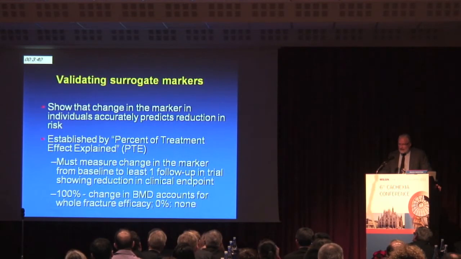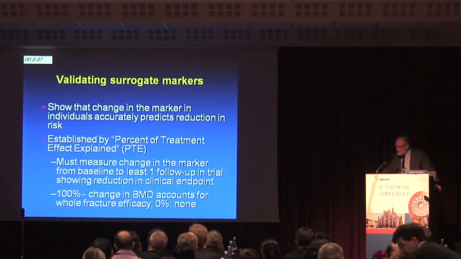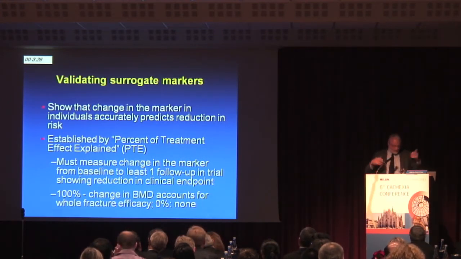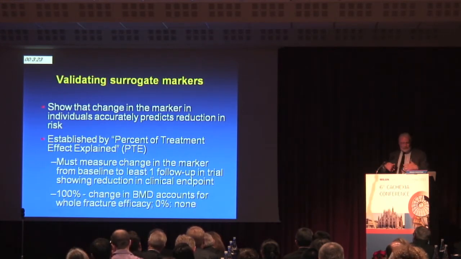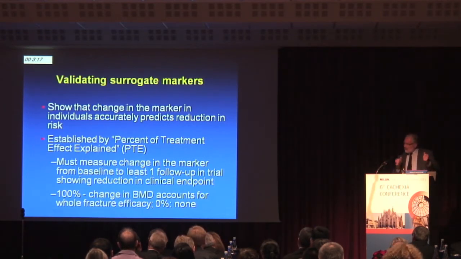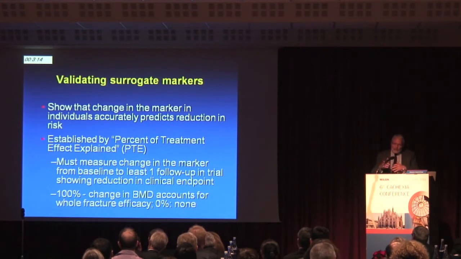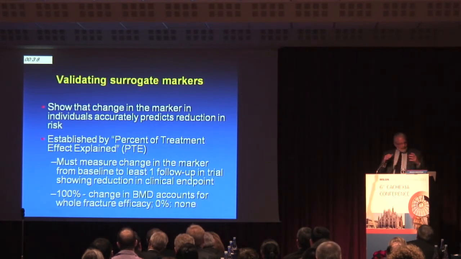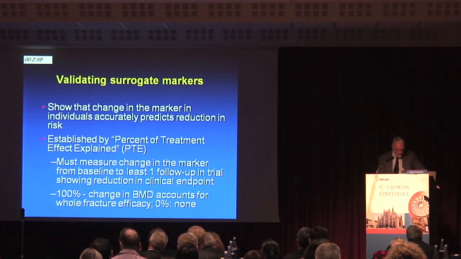In order to validate surrogate markers, this is important for all trials that you'll design for clinical endpoints, you have to show that change in the marker in individuals accurately predicts the reduction in risk of fracture. And this is done with the percent treatment explained. We're not going to go into that statistical thing, except that 100% of treatment effects explained means that the change in that marker density accounts for the whole anti-fracture effect. That's a terrific marker. It will be a validated surrogate. It's great, but most of them are in between. And 0% means the change explains none of the anti-fracture effect.